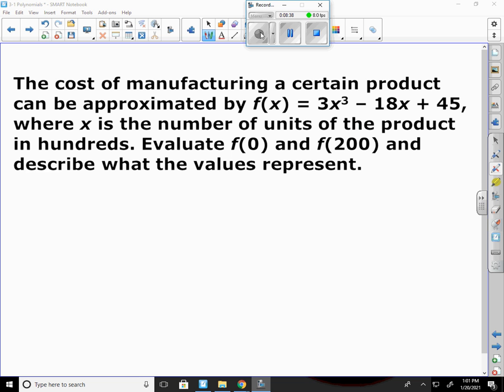So this says evaluate f of 0 and f of 200. So when it says evaluate like that, it means that if you notice all the change from this part of the problem here to here is I replace the x with a 0. So that's all I have to do in order to evaluate f of 0. It means that everywhere I see an x in the problem, I replace it with a 0.